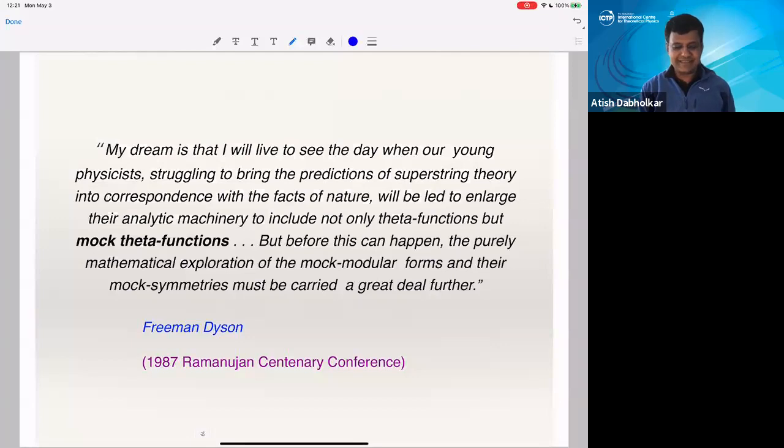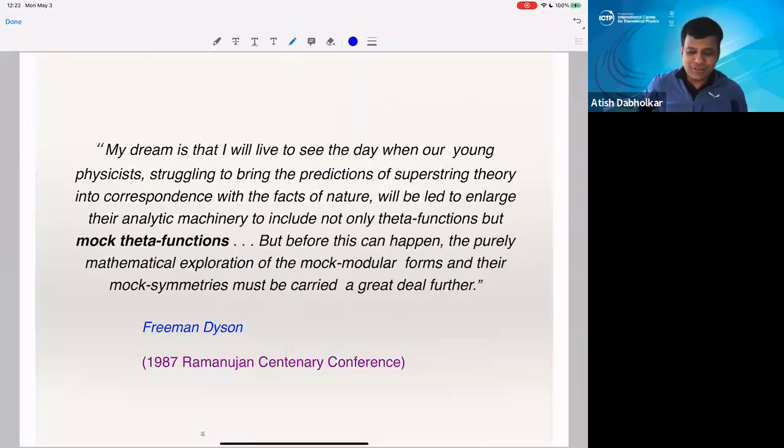And Dyson said like this: my dream is that I will live to see the day when our young physicists, struggling to bring the predictions of superstring theory into correspondence with the facts of nature, will be led to enlarge their analytic machinery to include not only theta functions, but mock theta functions. And I never thought that I would ever deal with mock theta functions, but they came in a very important way.